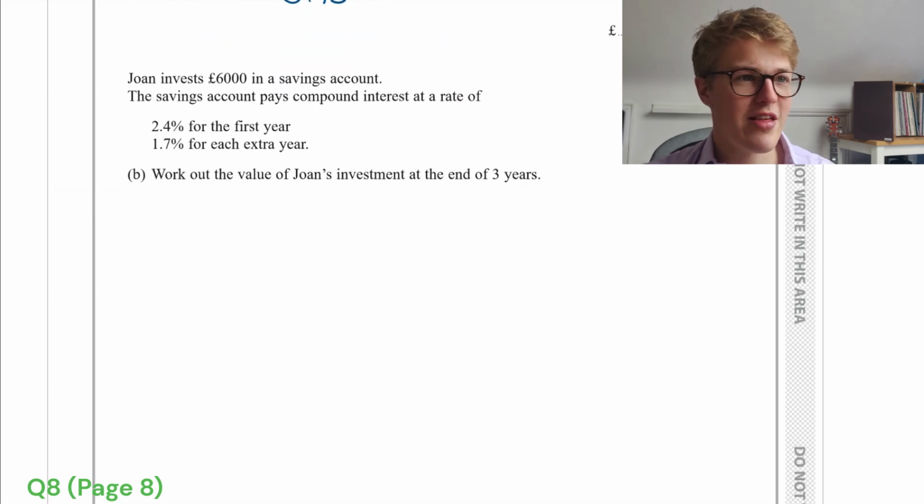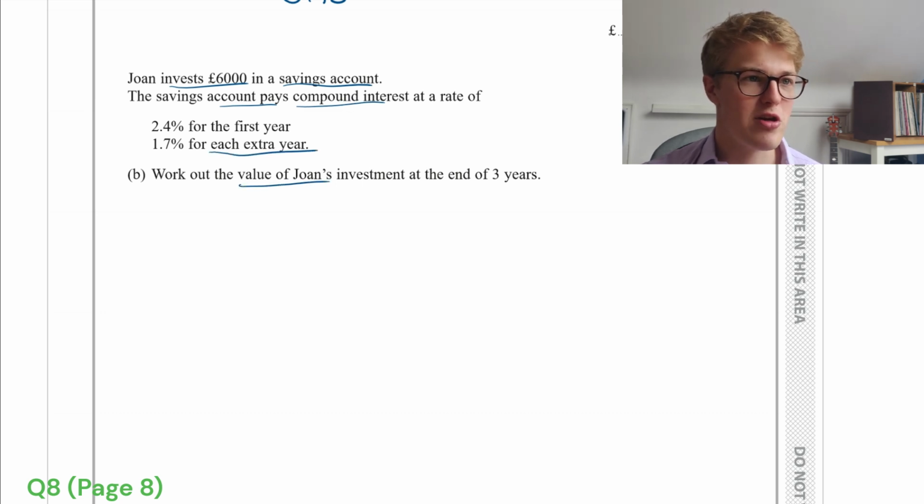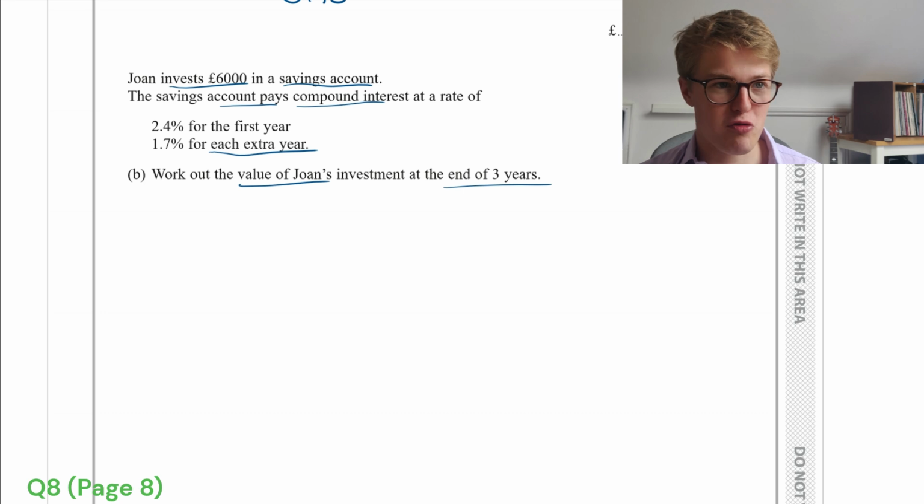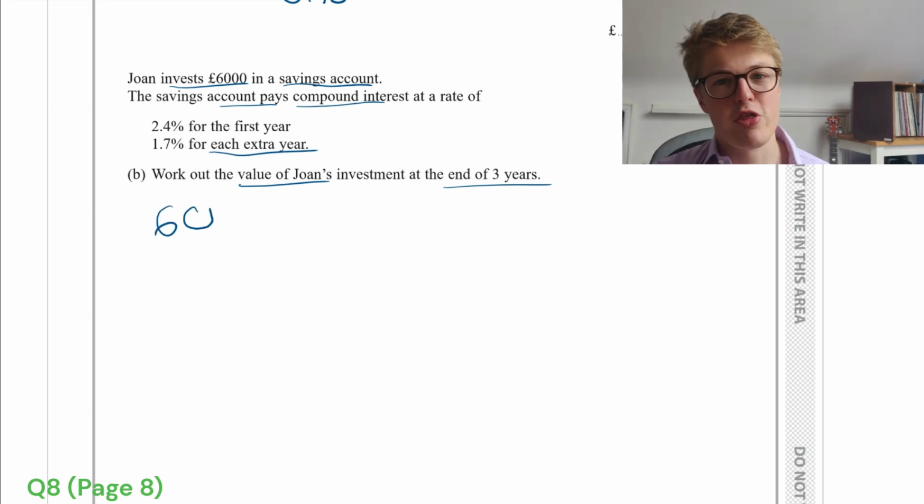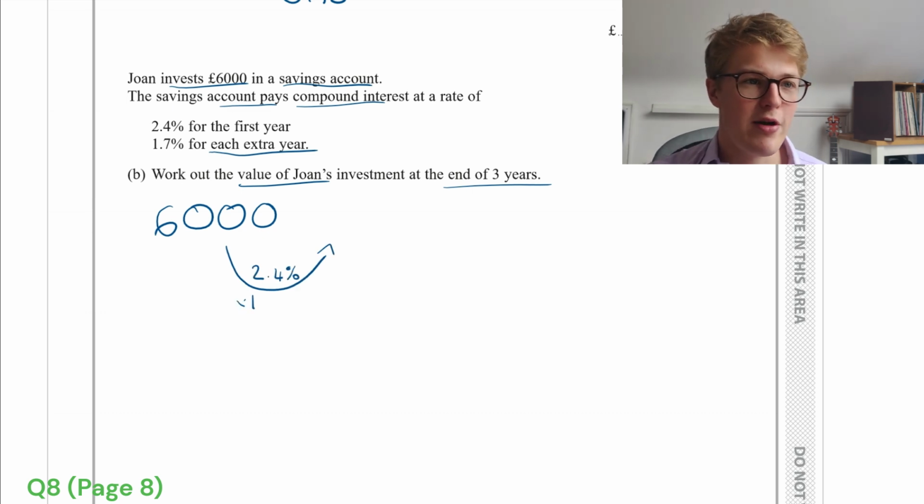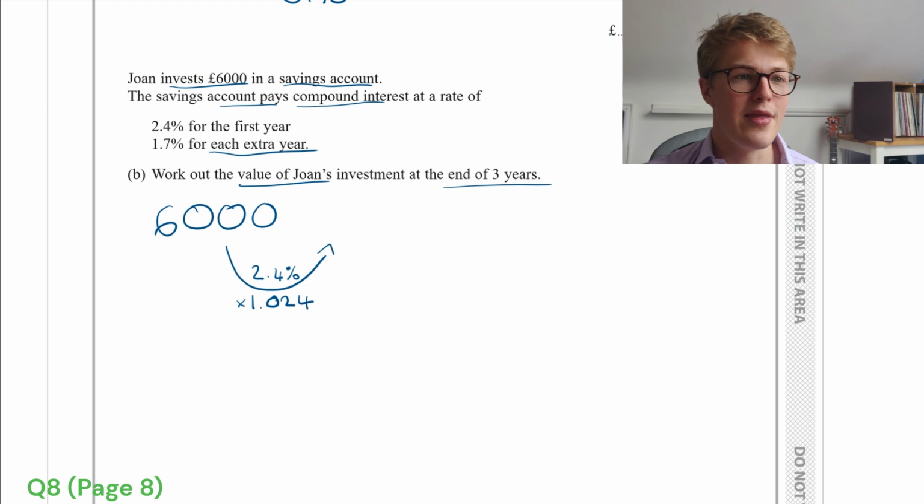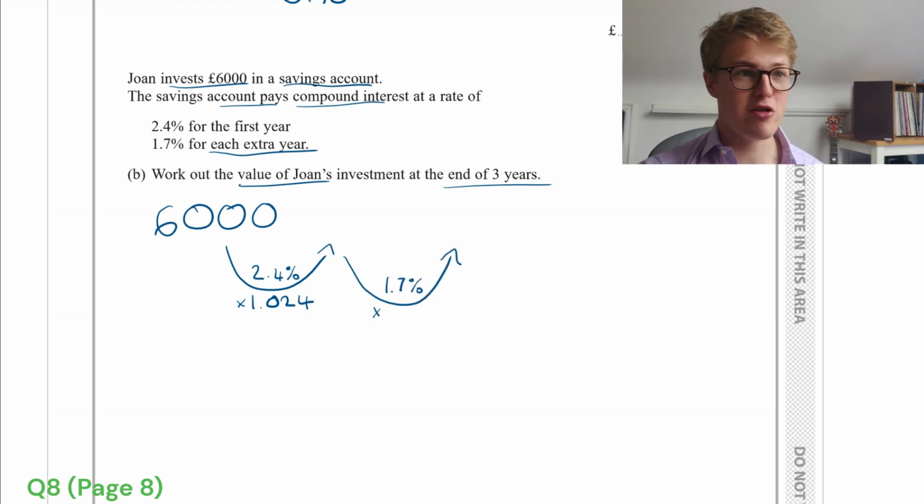Moving on, Joan invests £6,000 in a savings account. The savings account pays compound interest at a rate of 2.4% for the first year and 1.7% for each extra year. Work out the value of Joan's investment at the end of 3 years. So we start off with £6,000 because that's the initial sum. Then we increase by 2.4% the following year, and then 1.7% for the next 2 years, because it's only 2.4% for the first year and 1.7% for each of the extra years.